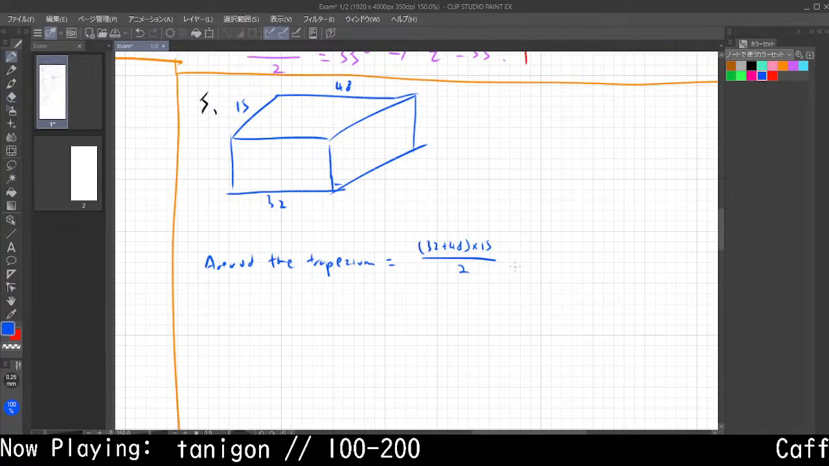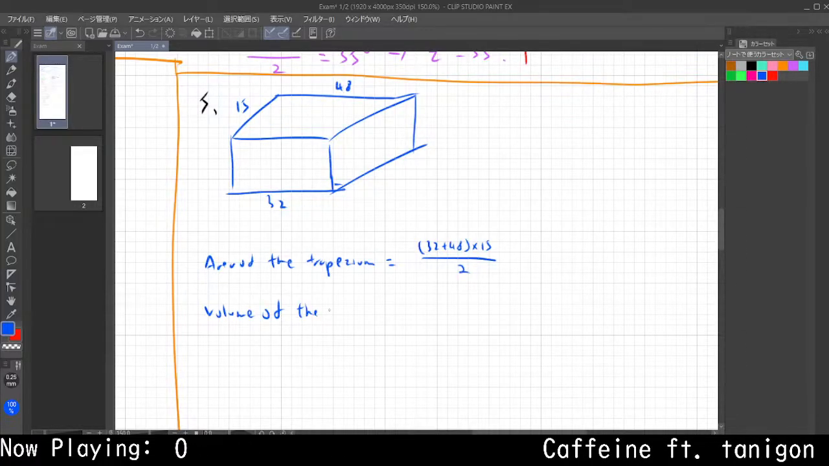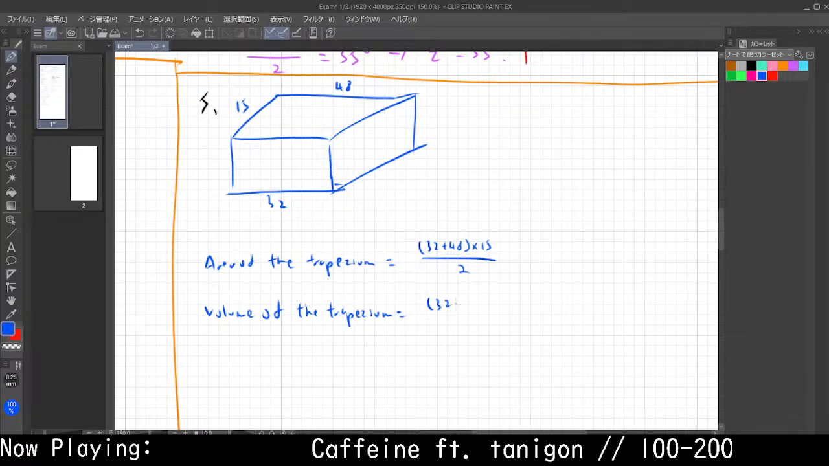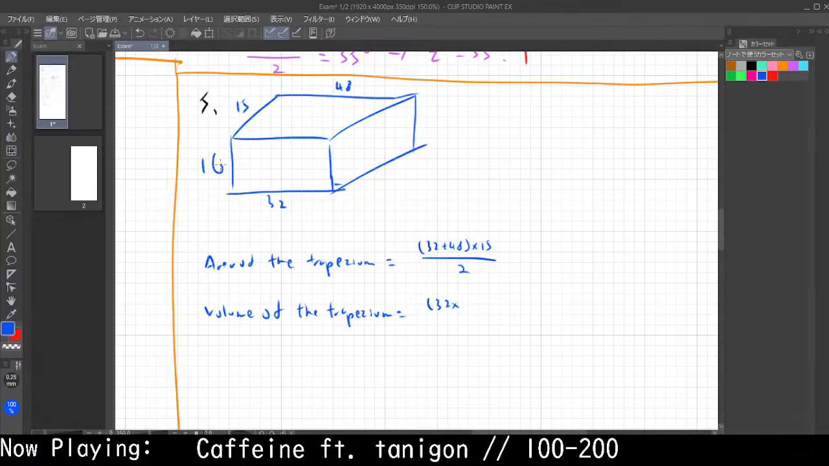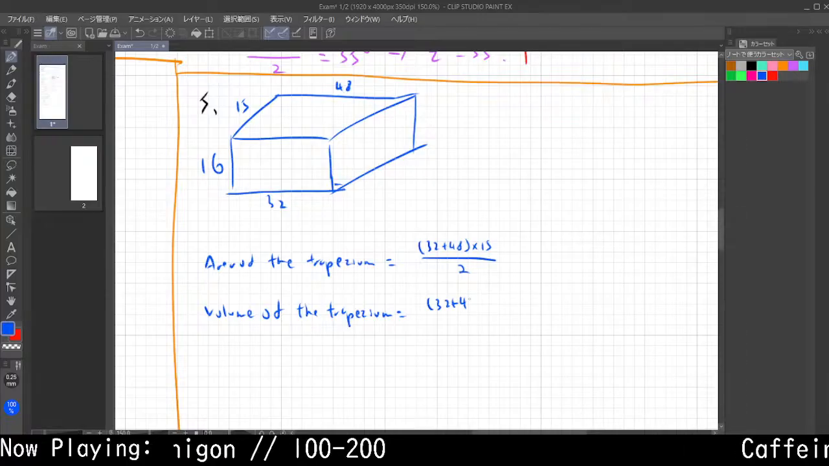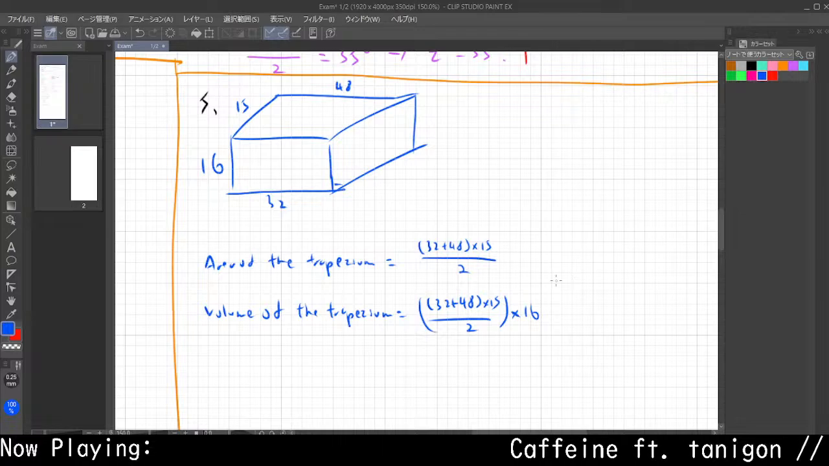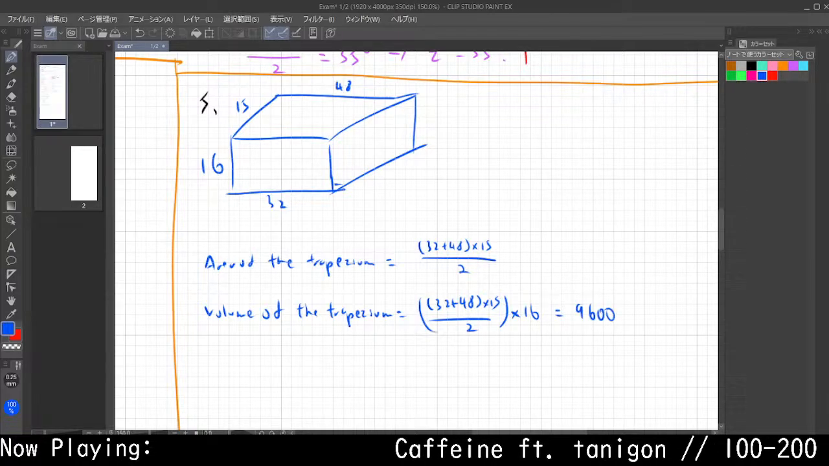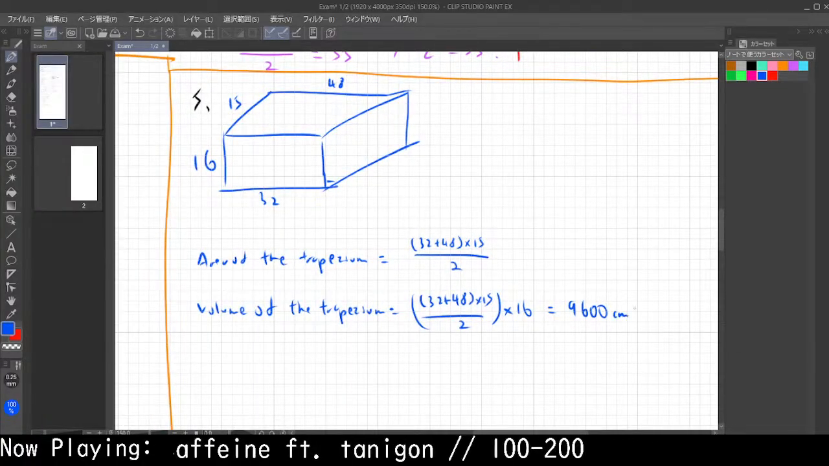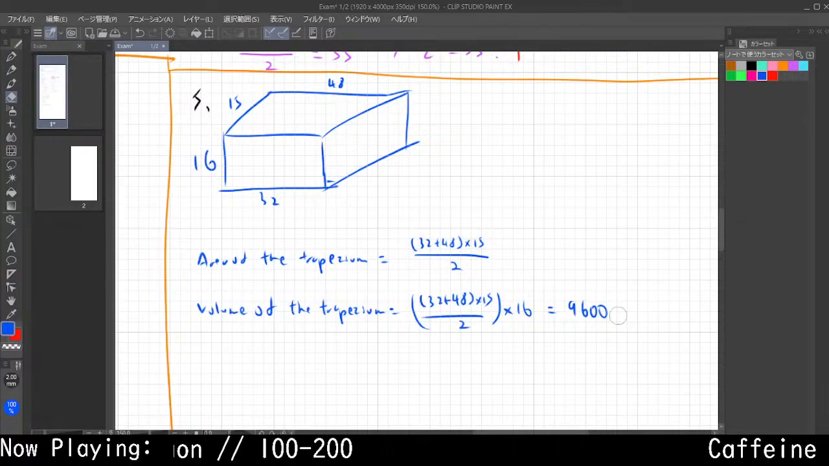Then to find the volume of the prism, you just multiply the surface area, which is this thing over here, by the height of the prism, which in this case is 16. So we copy this, then we multiply this entire thing by 16. The answer is given as 9600. The units are all in cm, so this will be in cm cube.